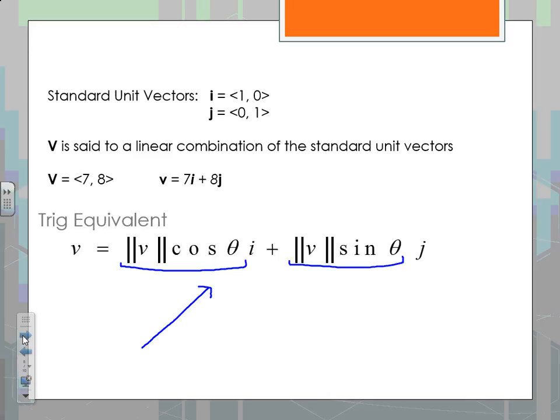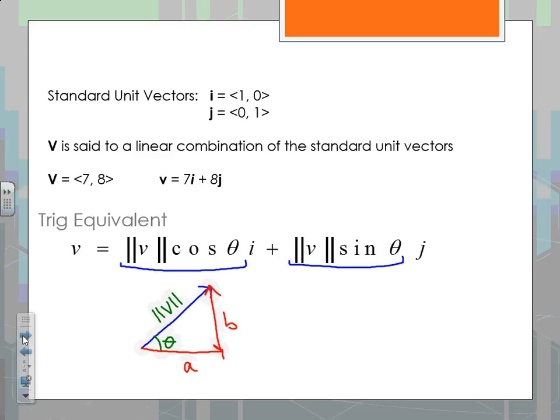I have drawn vector v, and I drew it in the first quadrant because that makes our picture easier to visualize. First of all, this is the magnitude, the length of that vector, and this right here is the angle theta. Now, we have a horizontal component that I will call A, and a vertical component that I will call B.